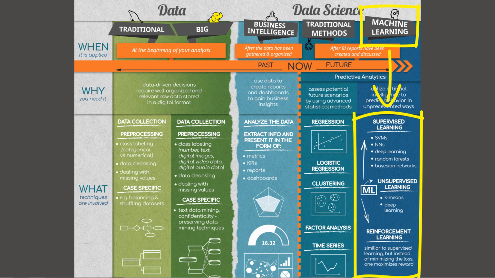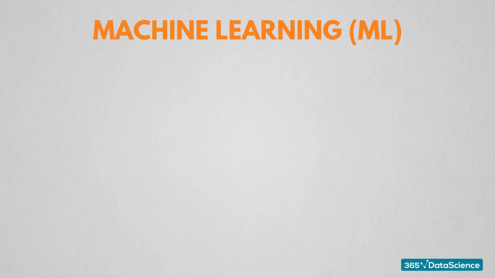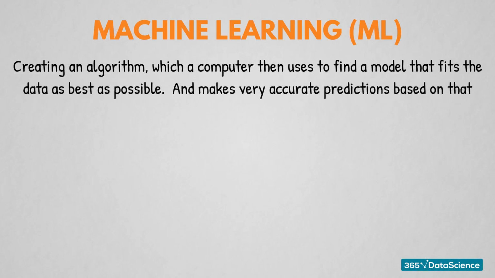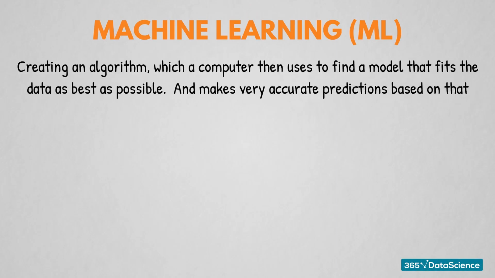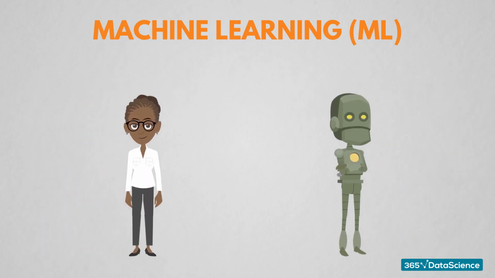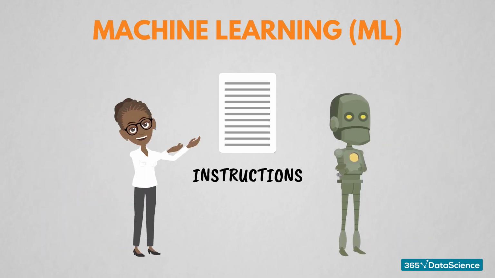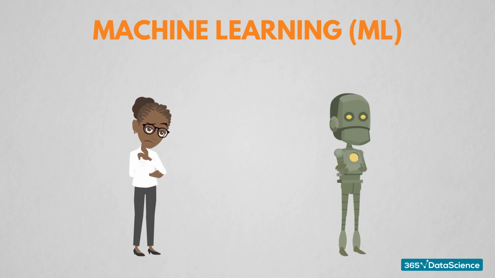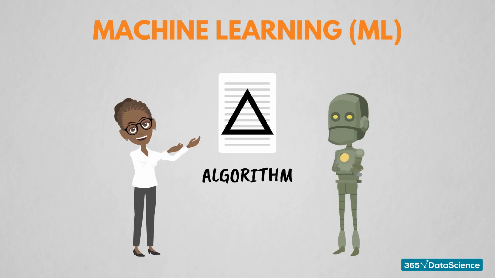Great, let's begin. What is at the core of machine learning? Creating an algorithm which a computer then uses to find a model that fits the data as best as possible and makes very accurate predictions based on that. And how is that different from conventional methods? Well, we don't give the machine instructions on how to find that model. We provide it with algorithms which give the machine directions on how to learn on its own.